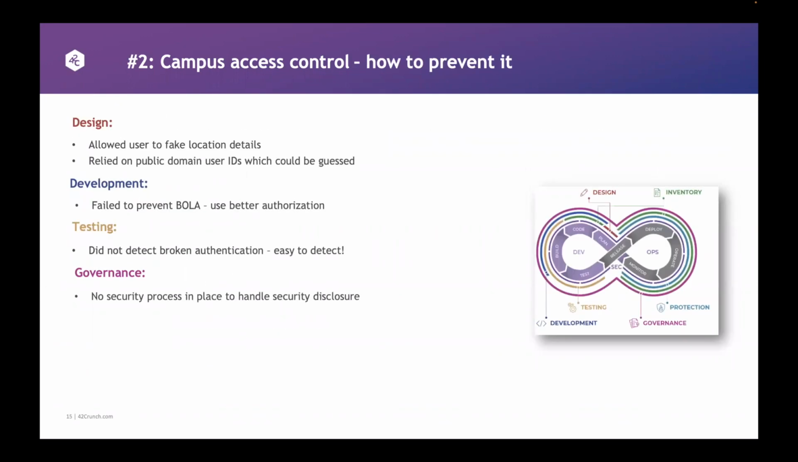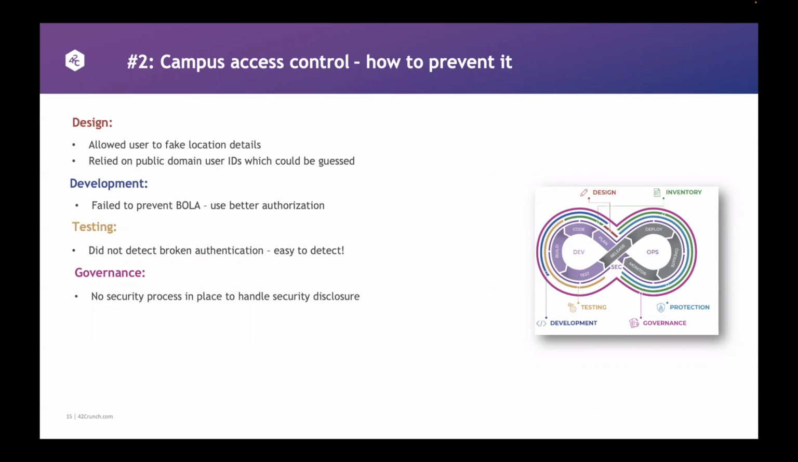A whole lot of wrong with this. The design: if they'd done a proper design on that, they'd have worked out that the endpoint that's taking location details is obviously open to being faked. They can spoof that. They should have verified the location on the device rather than accepting what came over the API. So a bit of a design failure there, and they relied on information that was in the public domain and could be guessed.